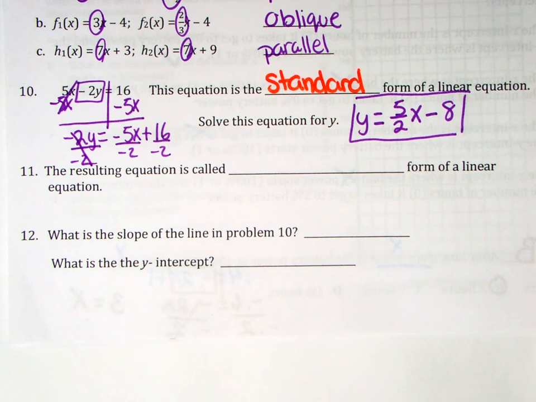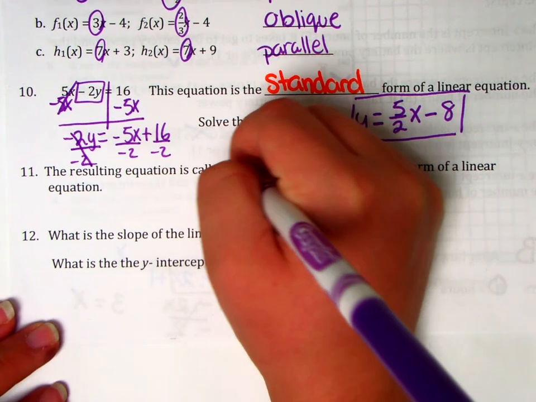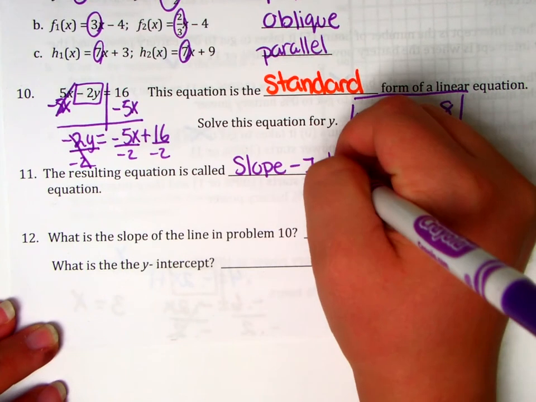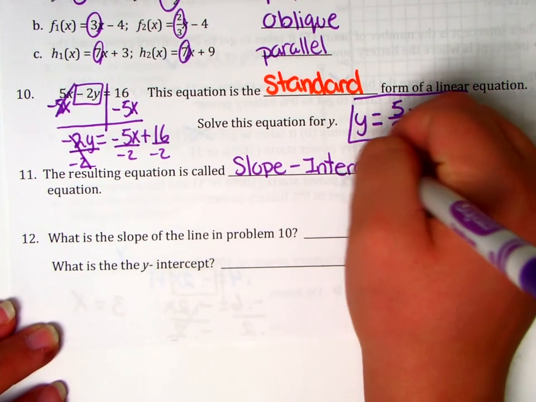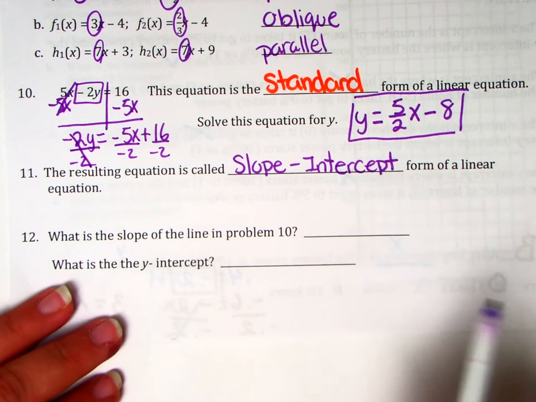The resulting equation, bam, what we just got, is called blank form of a linear equation. Well, what do we call it when you have a slope and an intercept? Well, hopefully you just remembered that I just said it. It's called the slope-intercept form. And I'll write out intercept for you this time. Of a linear equation. What is the slope? Now we know the slope is always the number in front of the x. But do we count the x? No. So it's just going to be 5 over 2.